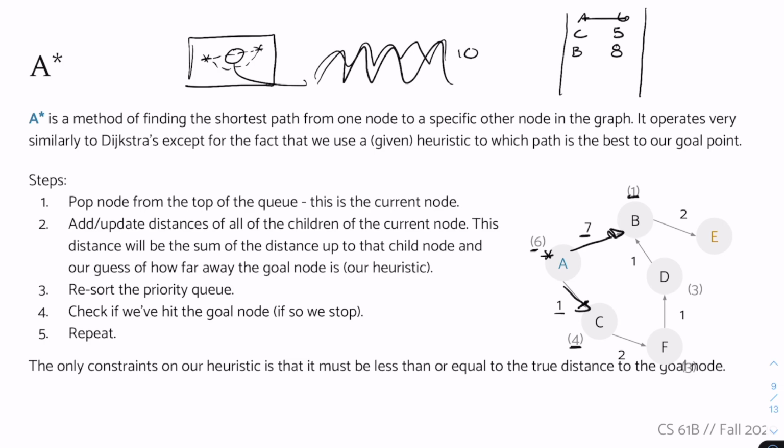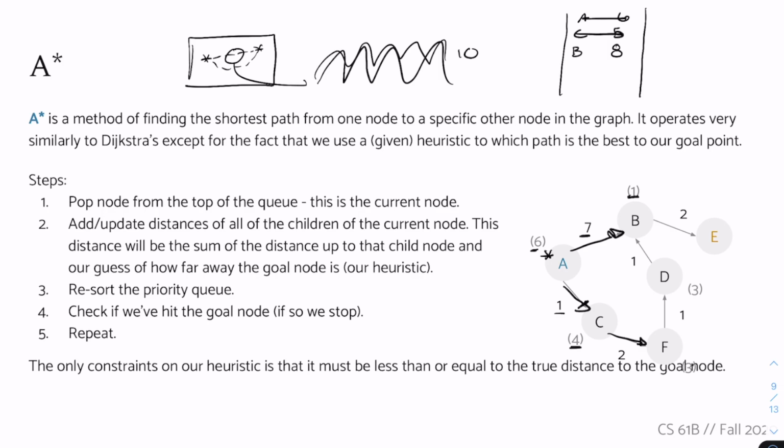And again, the heuristic, you can think of it as an approximation of how long the rest of our path is going to be. So we're going to sum up what we already know with what we approximate to be the rest of the path to our goal node. So we're going to pop C. And now we know that this is going to be 2.